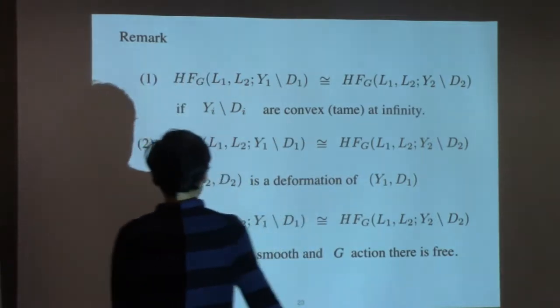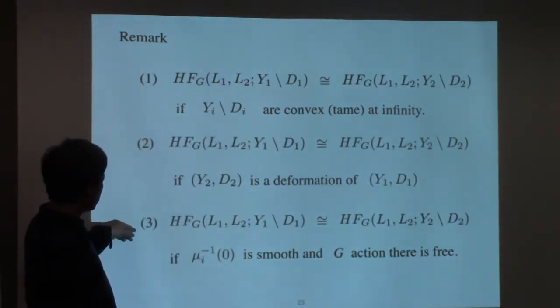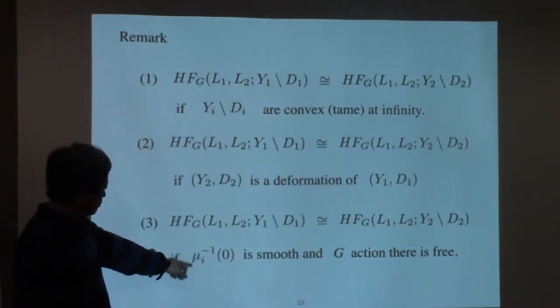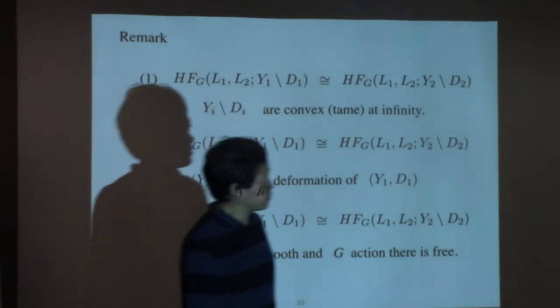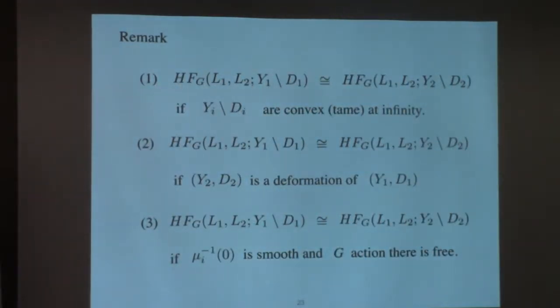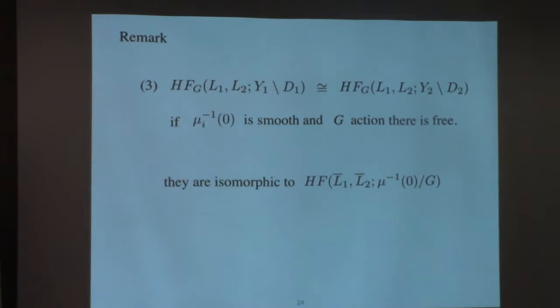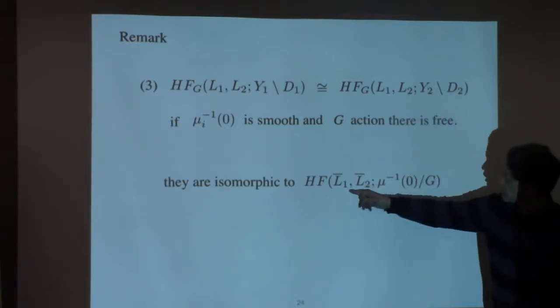In the third case, this is true if this part is actually free. So if the moment map is transversal to 0 and the action is free, then we can prove it. And the proof is just like this. Suppose that this is smooth and the G action is free, then you can consider this.